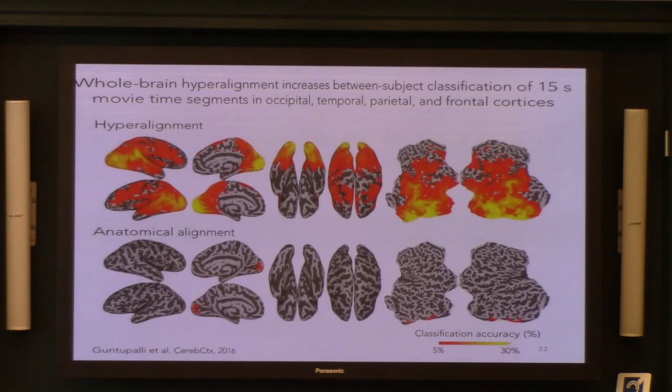Did it work? So it worked extraordinarily well. This shows the between-subject pattern classification of time points in the movie, or time segments in the movie. After anatomical alignment, you can see we get classification rates above 5% only in early visual cortex. Now this is 1 out of 1,300 classification, so chance is less than 1/10 of 1%. So this is still significant. But after hyperalignment, you can see the classification rates go up dramatically and now include lateral occipital cortex, lateral temporal cortex, parietal cortex, and prefrontal cortex.